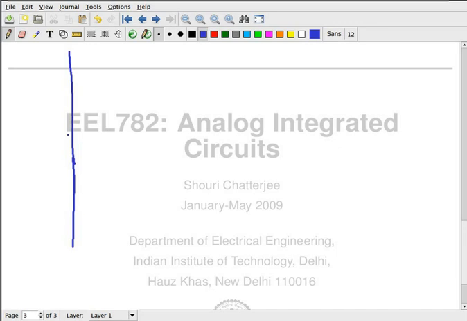Are all of you comfortable with Bode plots? No? Yes? Yes? No? No? Okay. This is essential for this course, so I'm just going to quickly go through.